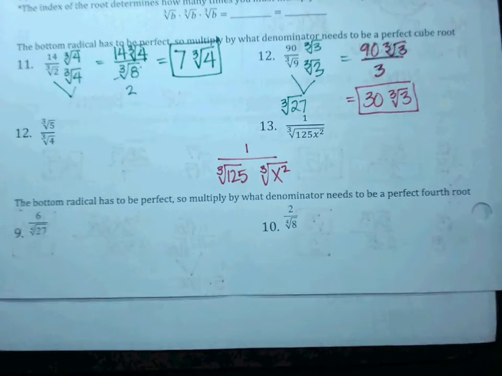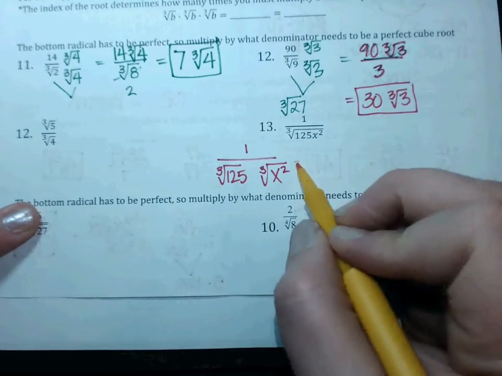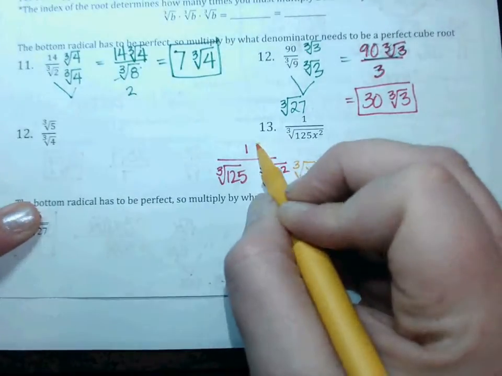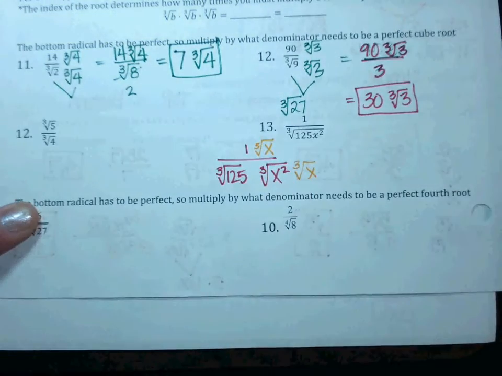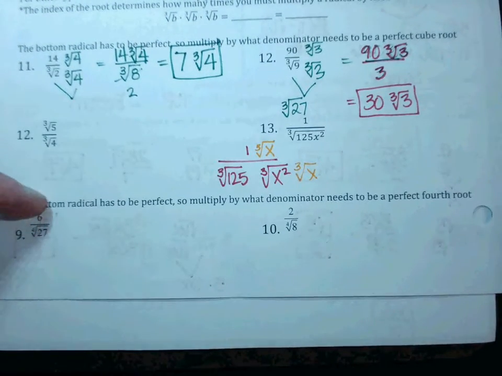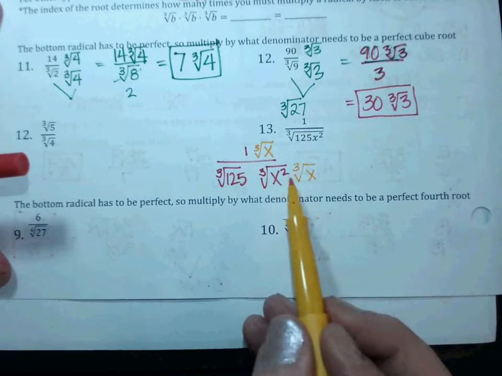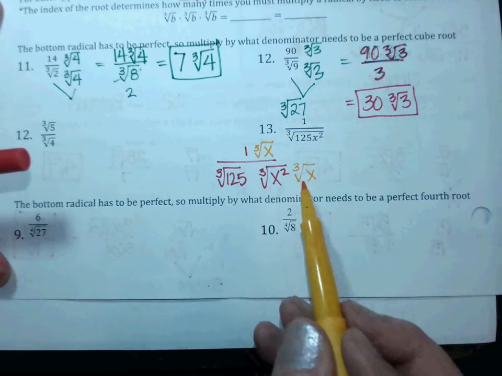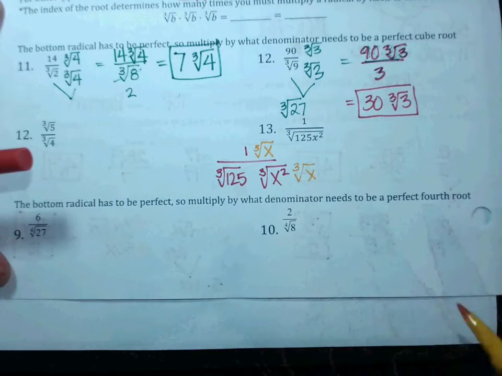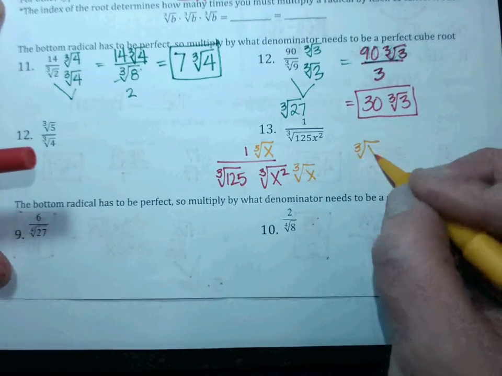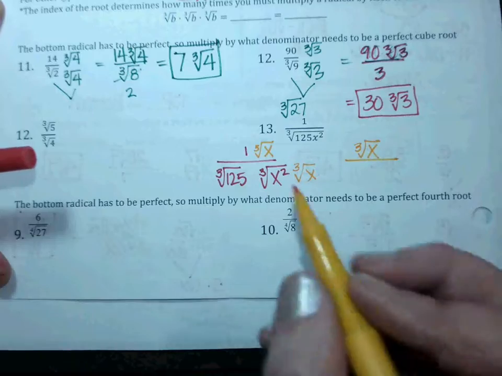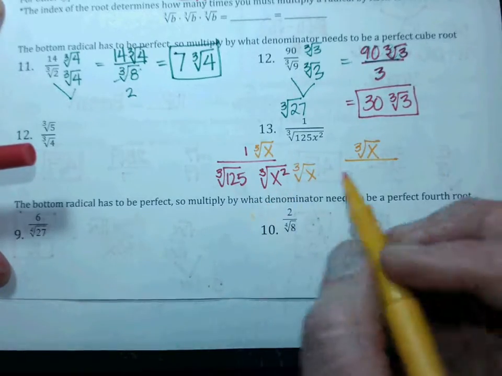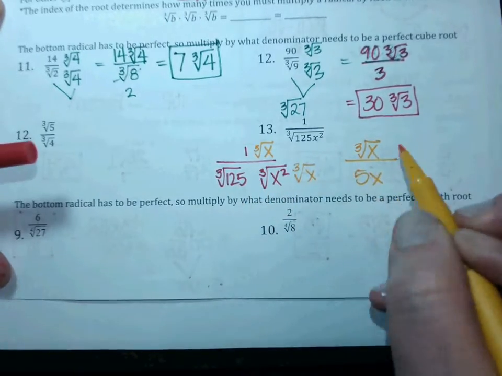So I'm going to put a cubic root x on bottom, and I'm going to put a cubic root x on top. Now, why would I do that? Well, now down here I have x cubed. What is the cubic root of x to the 3? Just an x. So I would have cubic root of x on top, and then I would have x to the 3 down here. Cubic root would be 5x.